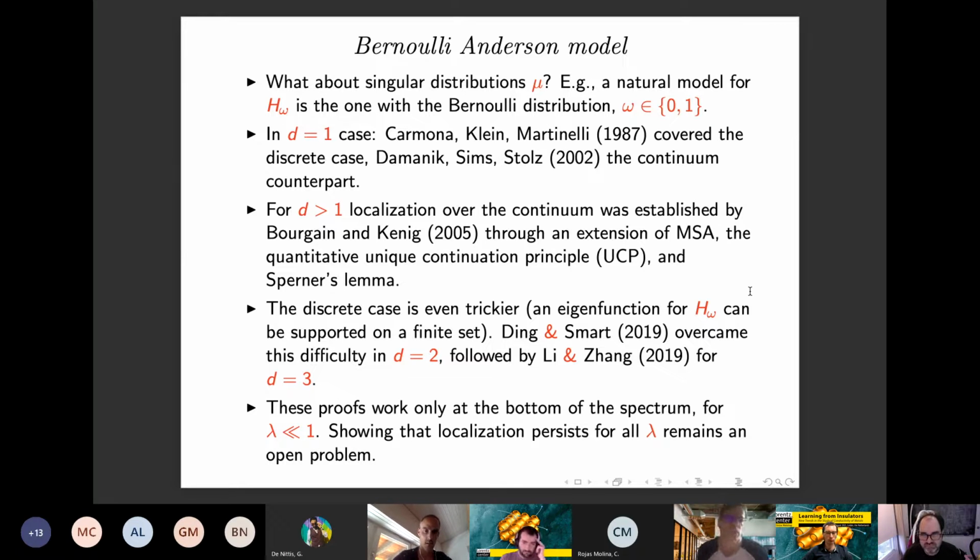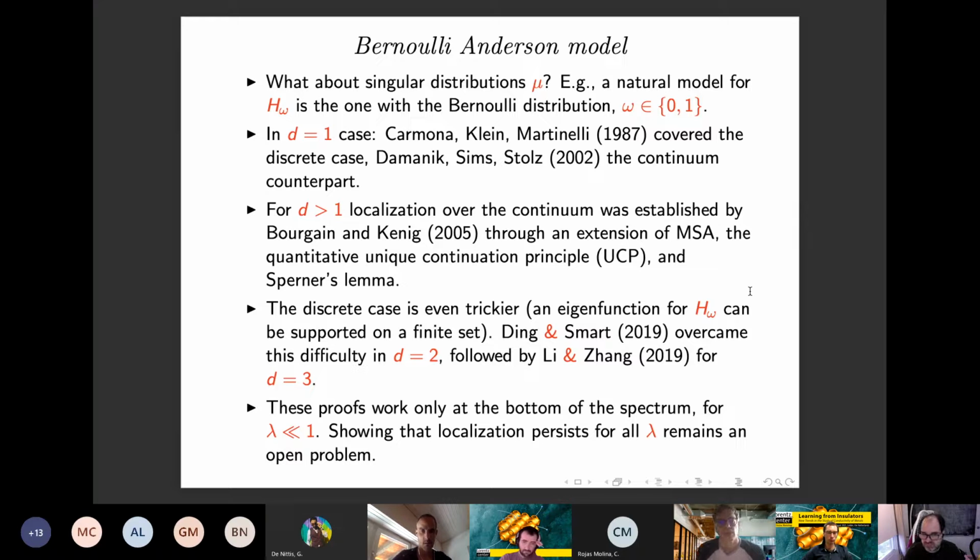The first result of this kind goes back to Bourgain and Kenig, who showed that it's possible to obtain localization near the bottom of the spectrum. The idea that is heavily used there is a unique continuation principle, and to control probability, Sperner's lemma. Now, the discrete case is even trickier because, as we know, the unique continuation principle as it is doesn't hold for lattices. I mean, an eigenfunction can be supported on a finite set, right?